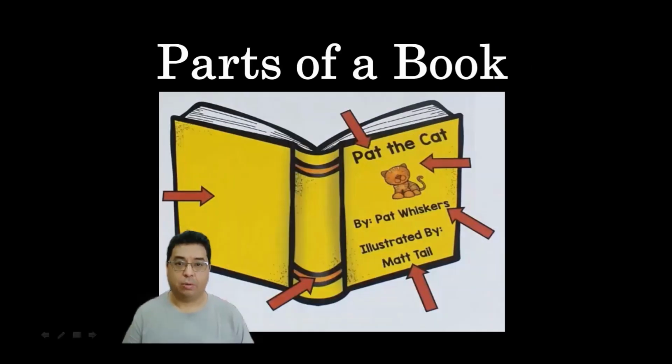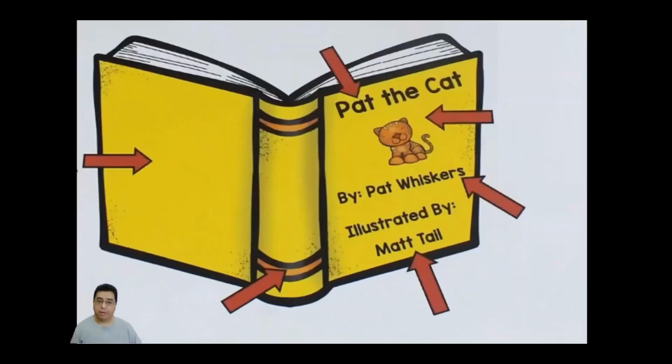Today's video is going to go over parts of a book, and we're going to fill in all these arrows that you see here. So let's go ahead and take a look at that now. So we're going to fill in all the parts of the arrows here, and we're going to move clockwise. So let's look at the top arrow here, and it's pointing to Pat the cat.